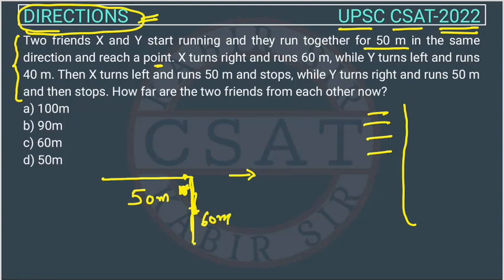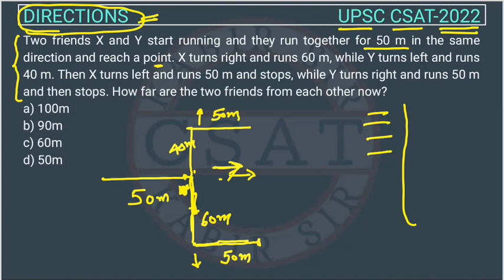While Y turns left, so Y is facing this side, and the left of Y will be this side. So Y runs this side and runs 40 meters, right? Then X turns left. Now X is facing this side, so his left will be this side. He takes a left turn and runs again 50 meters and stops here. While Y turns right, so the right of Y will be this side, and he runs 50 meters. He is also stopping here.